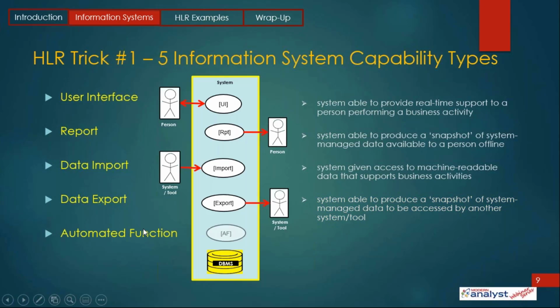And the last one is a little tricky. I call this an automated function. What we mean by that is the system is actually able to perform a business activity using available data. So things are not coming in, things are not going out. For the automated function, the way to think of this is a batch job that runs every night.